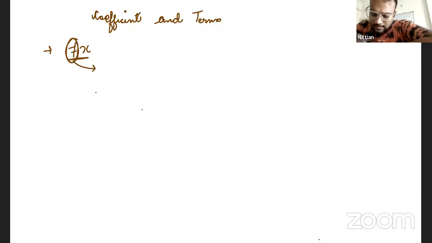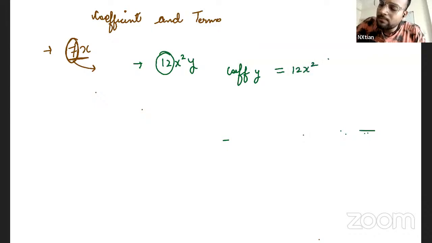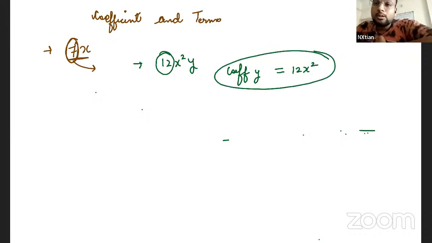Understood? If I'm writing 12x square y, what is the coefficient? 12 is the coefficient of x square y. But if I'm asking what is the coefficient of y, you have to put your finger on y, and whatever remains, it's 12x square. So 12x square is the coefficient of y. Understood? Yes or no?